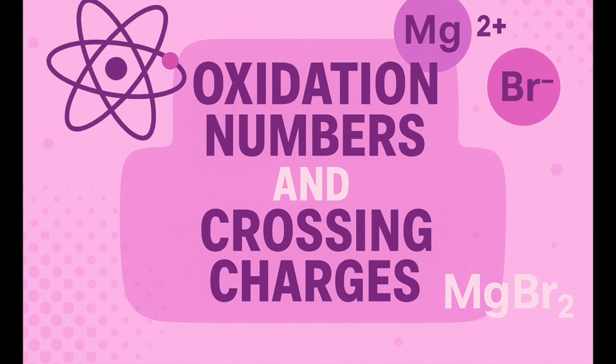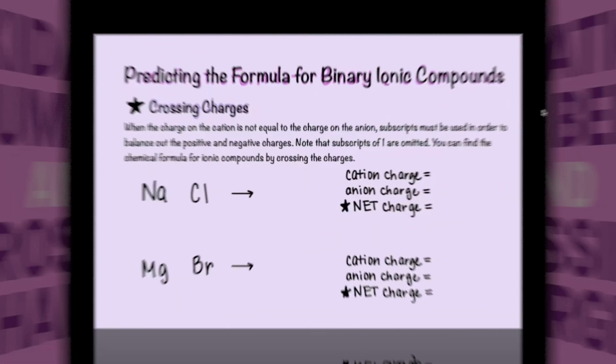Before we jump into naming compounds, we first need to understand how to write the correct formula for ionic compounds and how to predict their oxidation numbers. You see, these two skills are the foundation of nomenclature. So let's take it step by step.